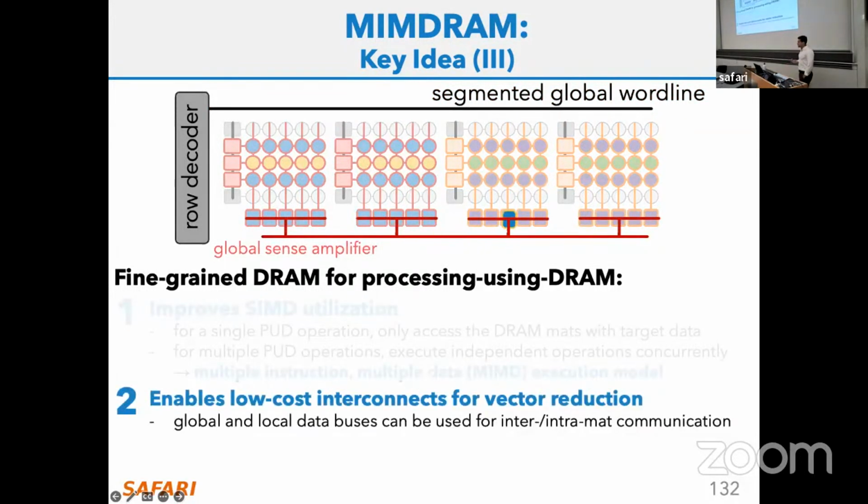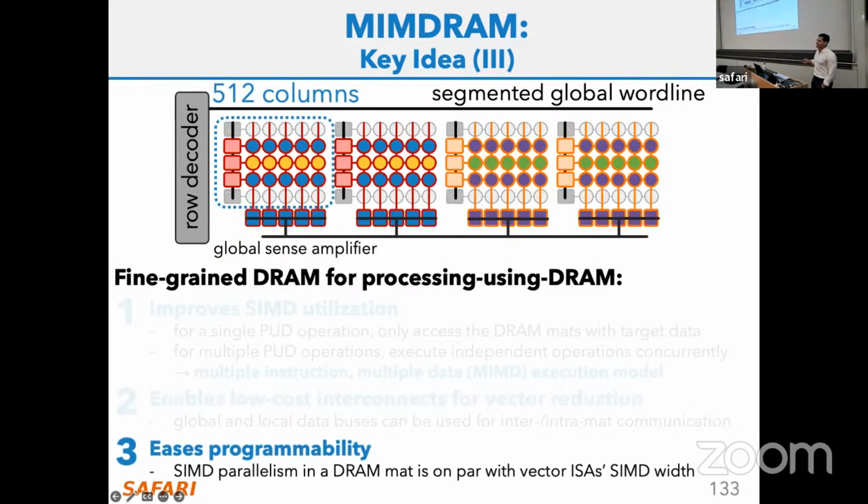So the second thing that this allowed is us to do reduction. Basically, we can use that global amplifier to move data from one DRAM mat to another DRAM mat. So hence we can reduce the data into some scalar value.